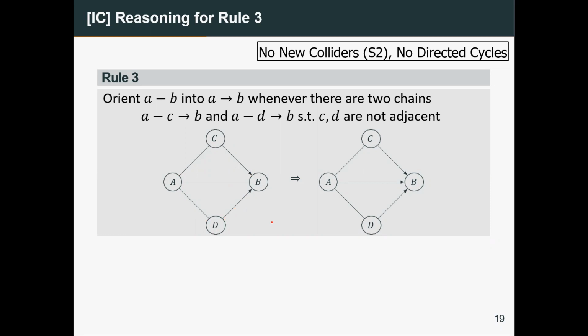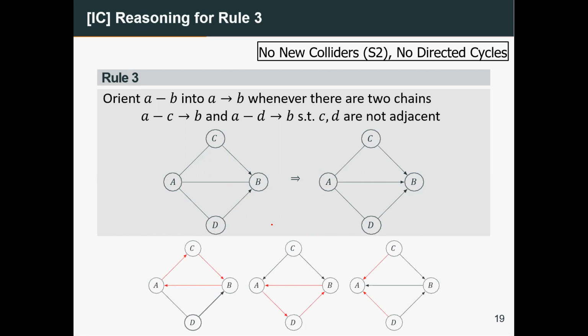Like before, the way we reason about this is by looking at the alternatives. So suppose that we orient B going to A like this. If we do this, then we have to decide what we put for A and C, and A and D. If we put A going to C, then this creates a cycle, so that's not allowed. So that means we have to put C going to A.